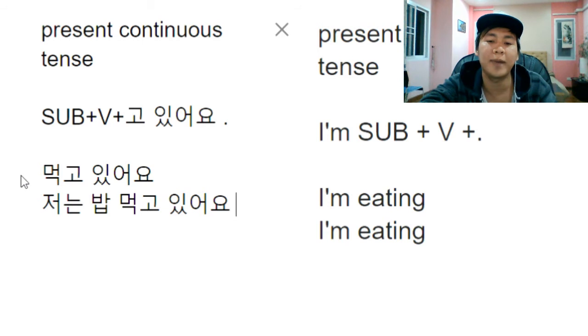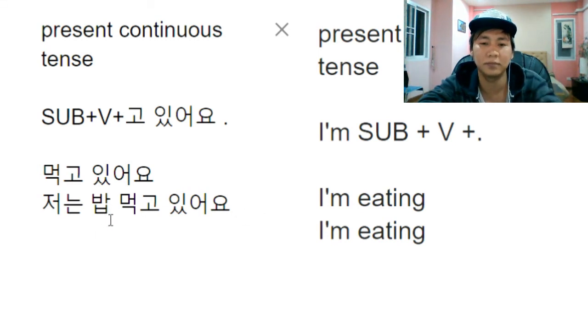Okay. 밥 means rice, like it's like kimbap, okay, kimbap. But it's the same idea. Okay. One more example.